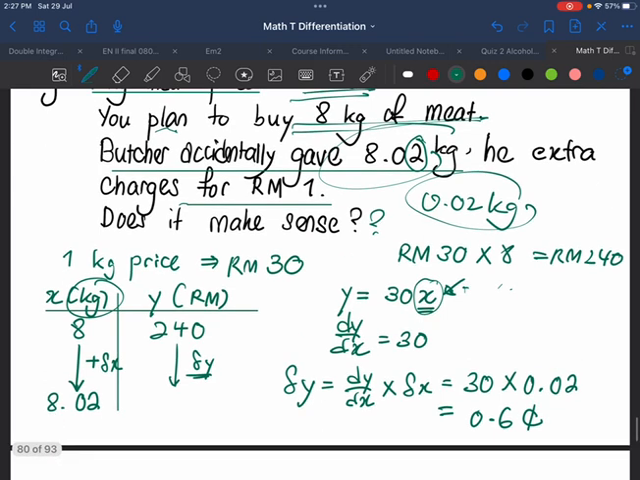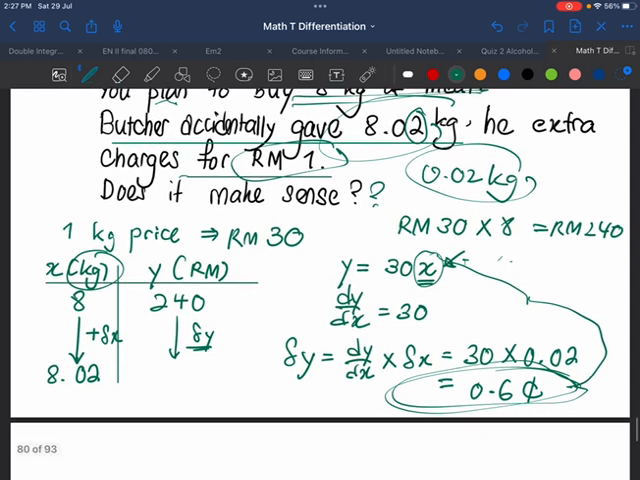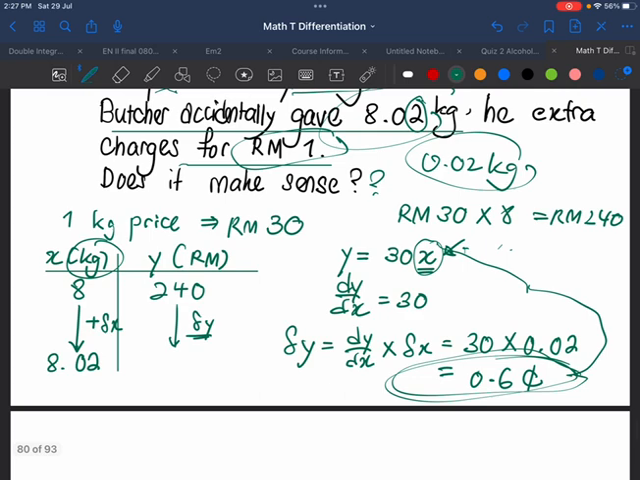So if the butcher sells it to you, it actually doesn't make sense. You can tell him, yeah, it's actually 0.6 cents only. You shouldn't charge me for an extra 1 ringgit. So actually the butcher already earned 40 cents.